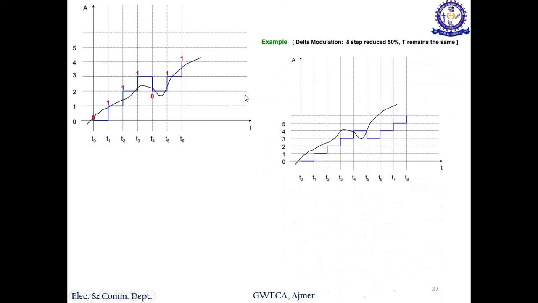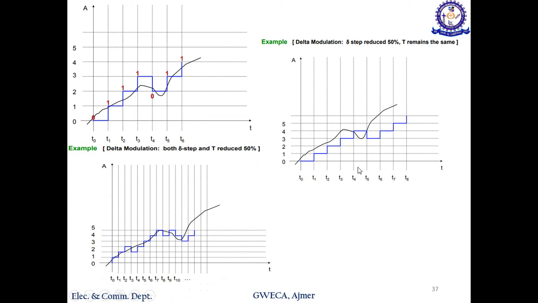So if we reduce the step size to 50% and the t is the same, it means we have shrunk this y-axis, but the t is the same. So what is happening now, we have more information. This is rising, rising, rising, rising, then decline, then rising, rising, rising. Okay, this is how we get this.